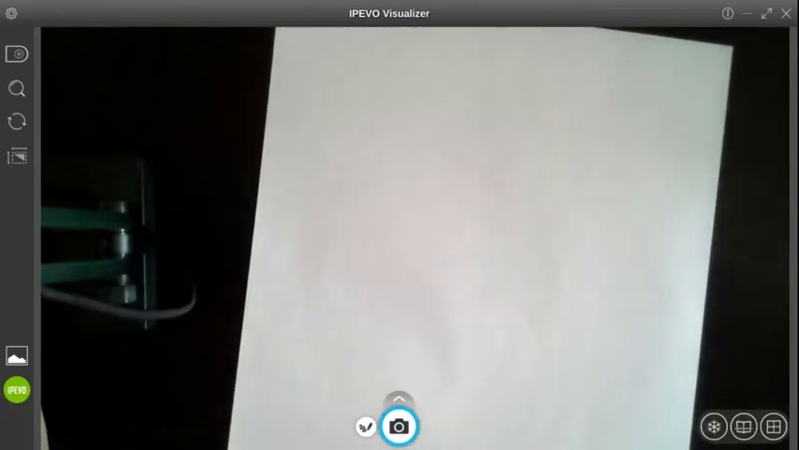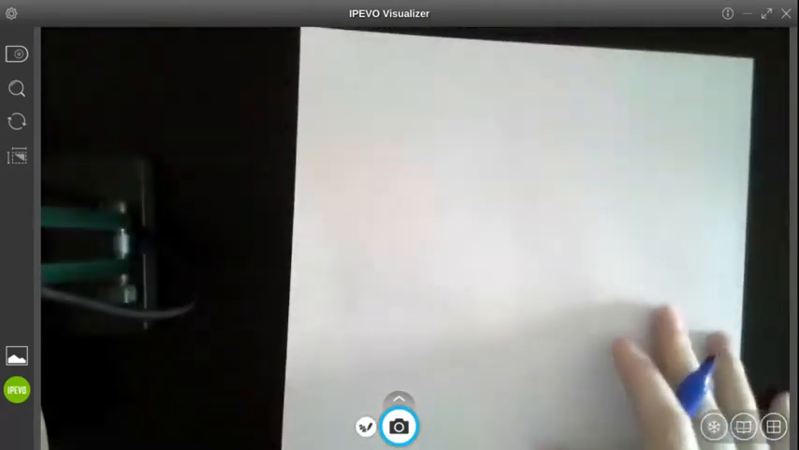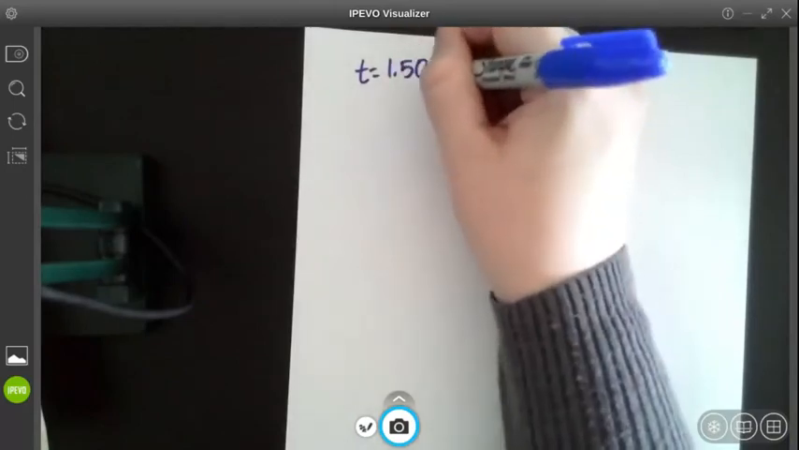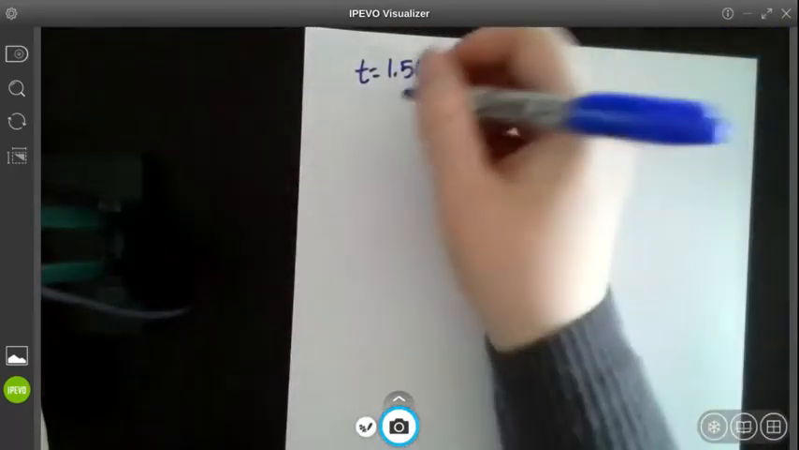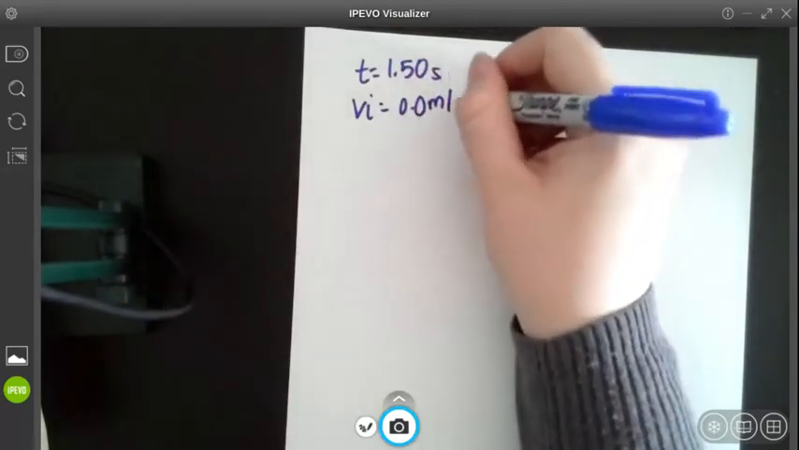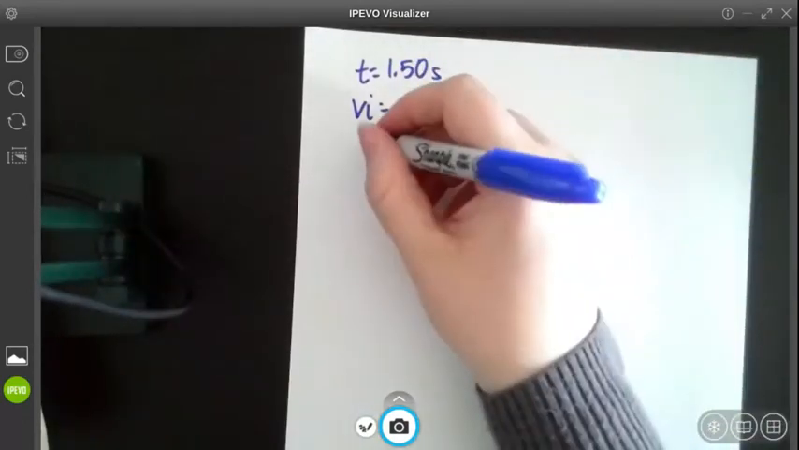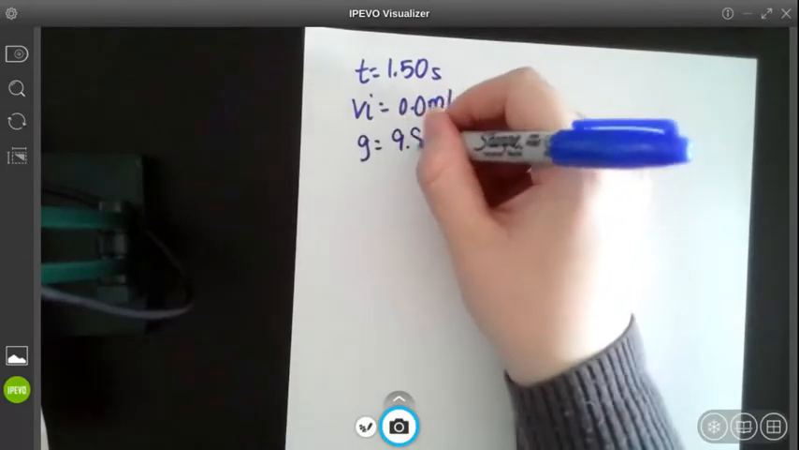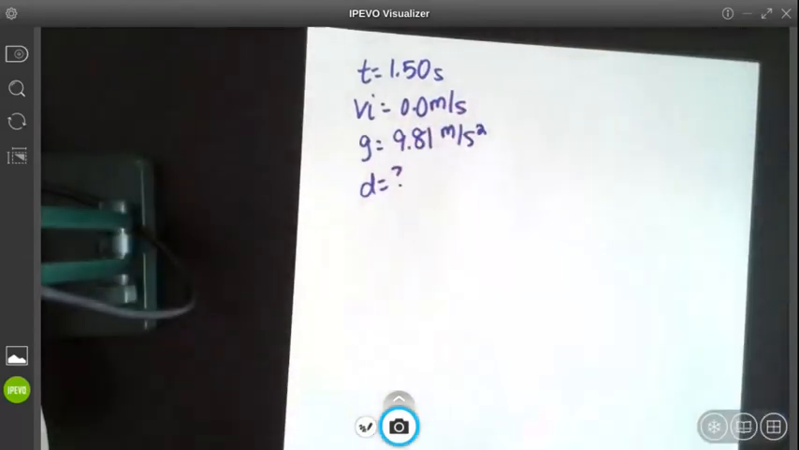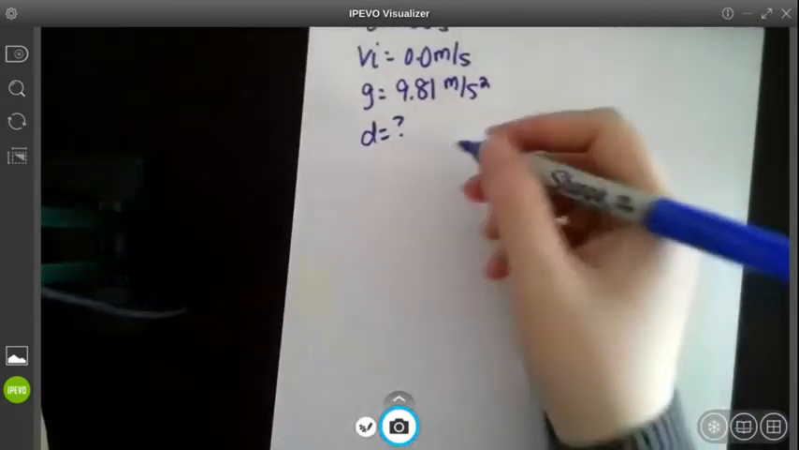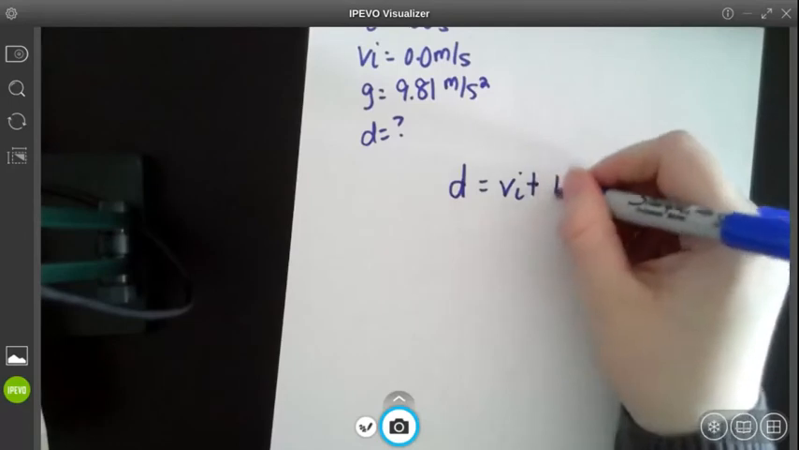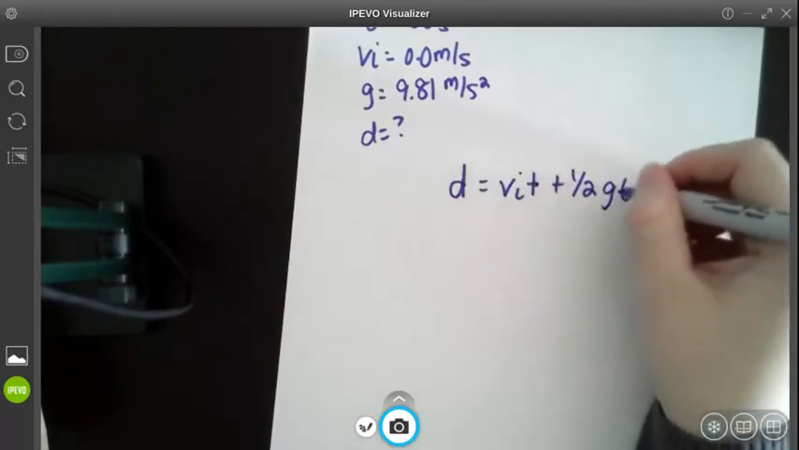So we're going to write our given. Again, we have a time, which is 1.50 seconds, so we're going to be using a different equation than last time. VI is going to be 0 as it starts from rest. Gravity is 9.81 meters per second squared, and distance is what we're trying to find. So the equation we're going to use is D equals VIT plus 1/2 GT squared.